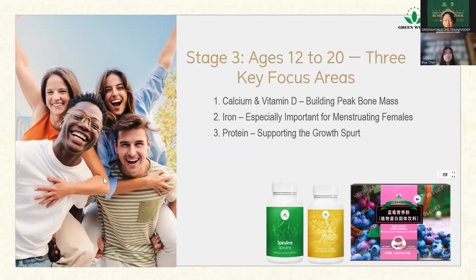Number 2, iron, especially important for menstruating females. Iron deficiency anemia is very common in adolescent females due to menstrual blood loss combined with rapid growth. Low iron can lead to fatigue, poor concentration, and weakened immunity. Good sources of iron are red meat, poultry, fish, beans, lentils, fortified cereals, and spinach. Tip: pair iron-rich plant food with vitamin C, like oranges and bell peppers, to improve absorption.